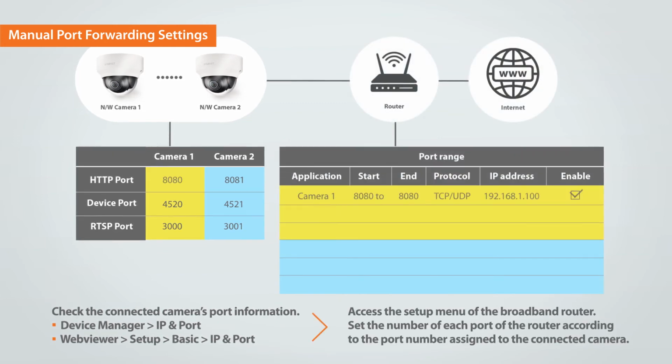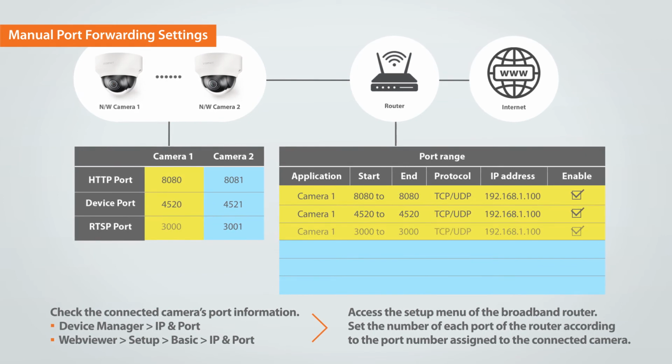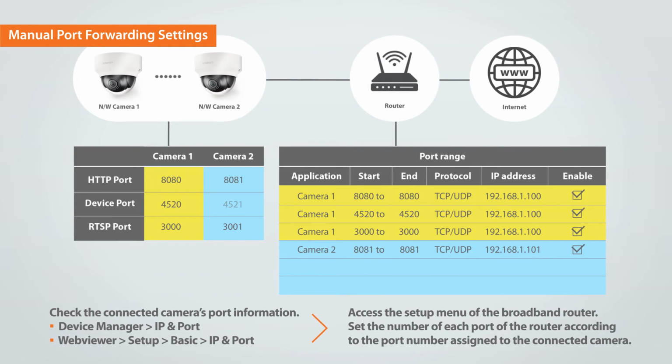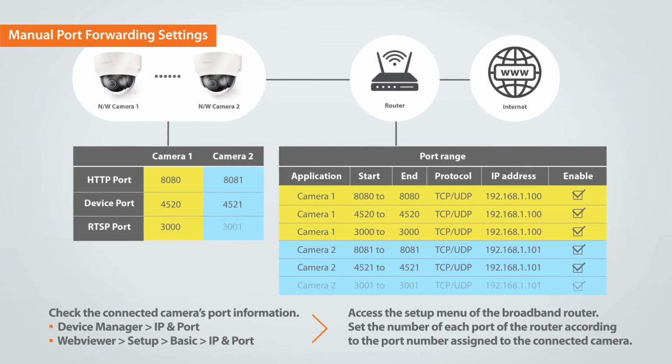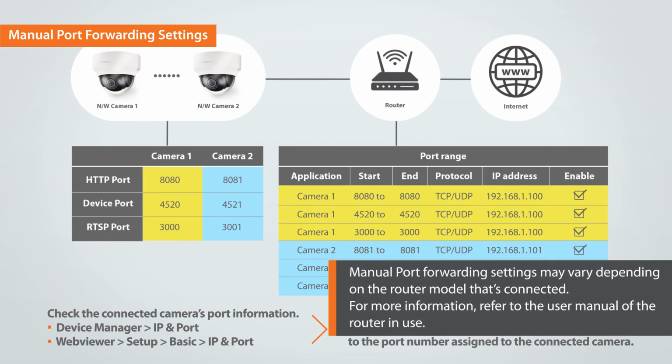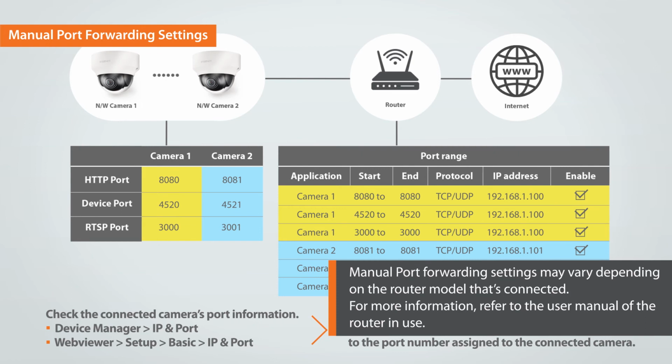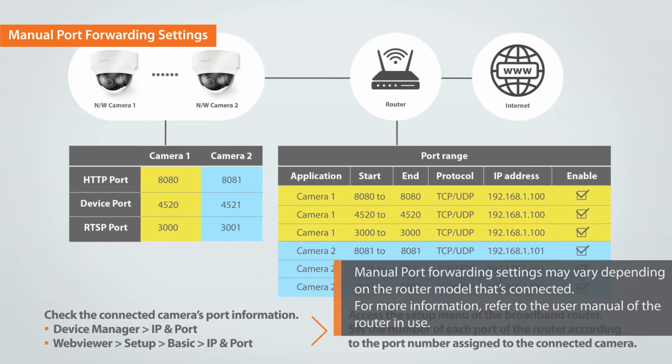Access the Setup menu of the broadband router. Set the number of each port of the router according to the port number assigned to the connected camera. Save the settings and port forwarding is completed. Manual port forwarding settings may vary depending on the router model that's connected. For more information, refer to the user manual of the router in use.